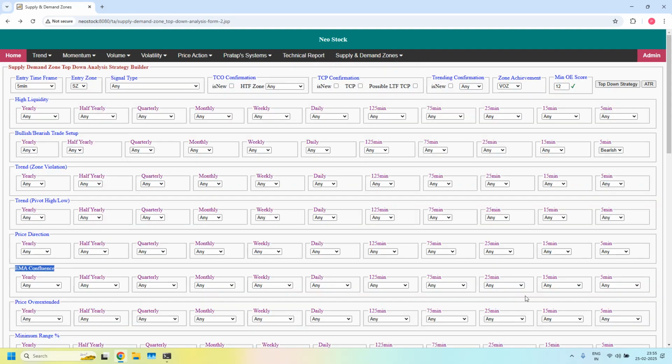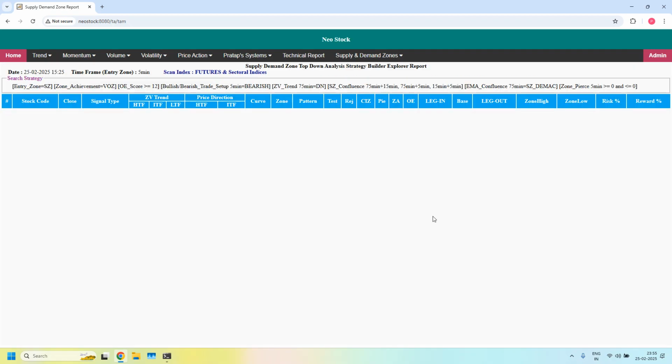In the EMA confluence, 75 minutes time frame, I am setting the filter. 75 minutes supply zone having daily EMA confluence, and trend on the 75 minutes should not be sideways. It should be downtrend because it is bearish trade setup. So with this filter, we did not get any stocks. So none of the zones are having EMA confluence. So this is about hourly income trade, bearish trade setup.